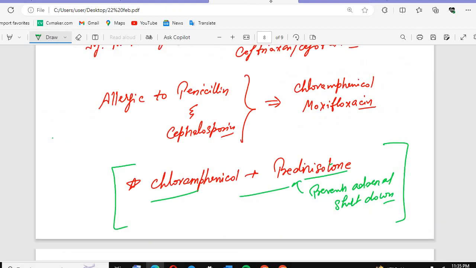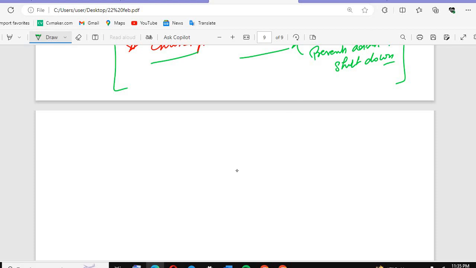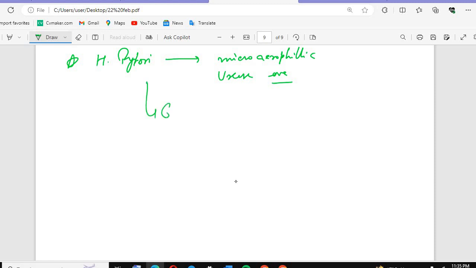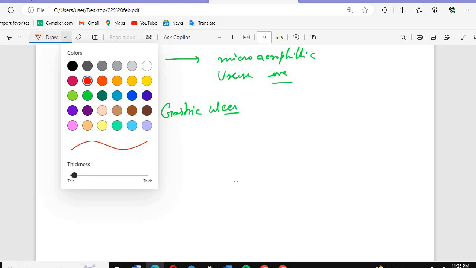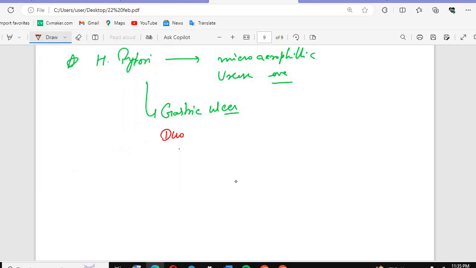Helicobacter pylori, and what do they cause? They are microaerophilic, urease positive bacteria. They cause gastric ulcers. There are two types of ulcers we can see, and this is the important concept here: gastric ulcers and duodenal ulcers. H. pylori can cause the gastric ulcer as well as the duodenal ulcer.